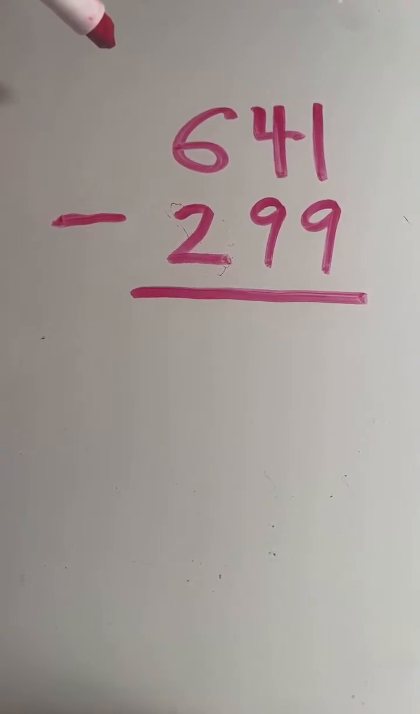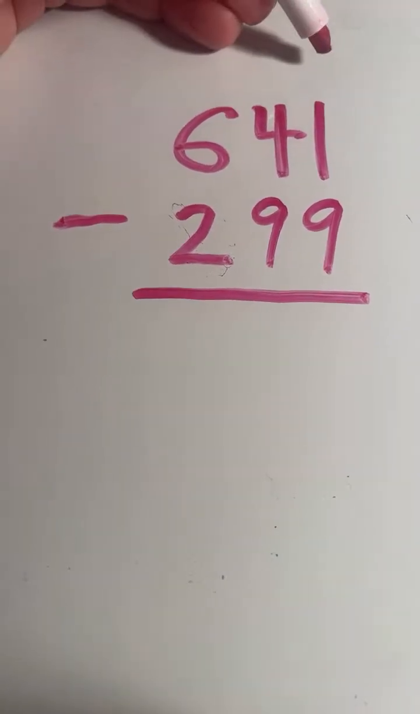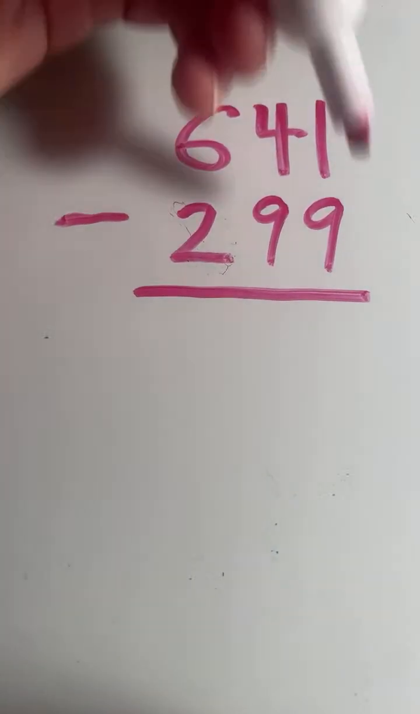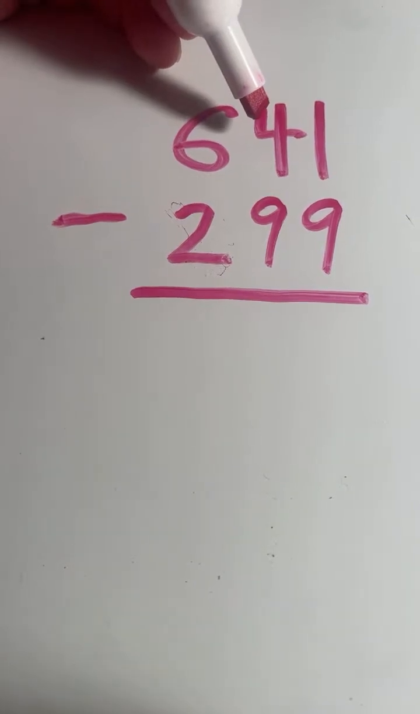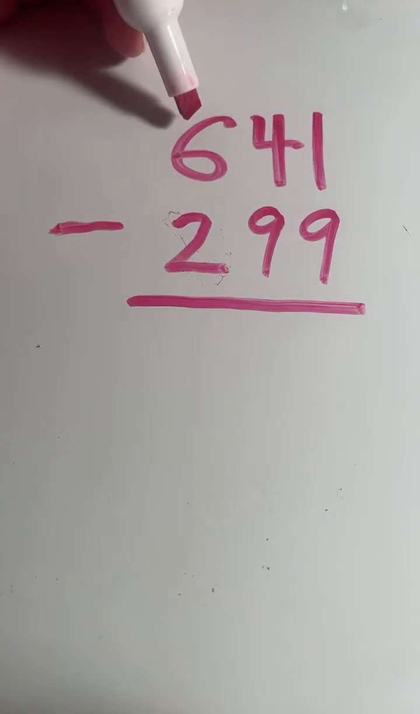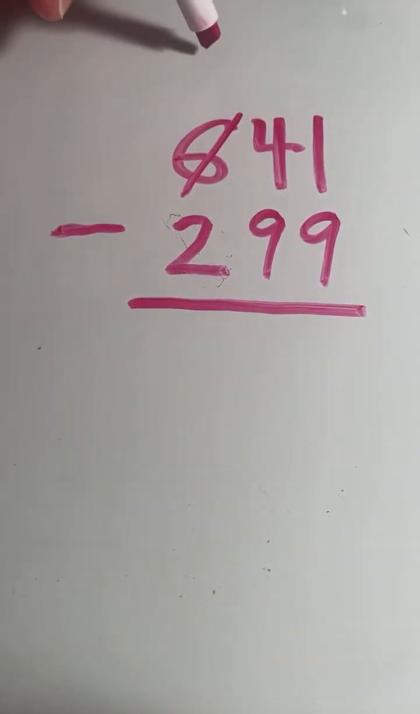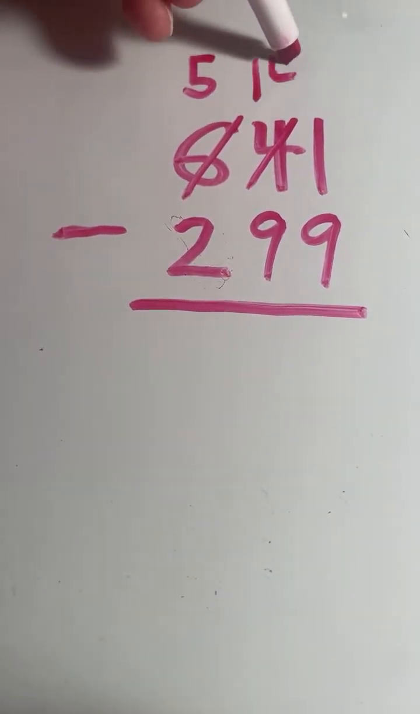So we regroup whenever there's a bottom digit bigger than the top digit. I always regroup from left to right, and then I subtract from right to left. Regroup left to right, subtract right to left. So in the tens place, you cannot have 4 and take away 9. We'd be in the negatives. So we have to take a 10 from the hundreds place and add that to the tens place. So the 6 in the hundreds place is going to become a 5. Then the 4 in the tens place is going to become a 14.